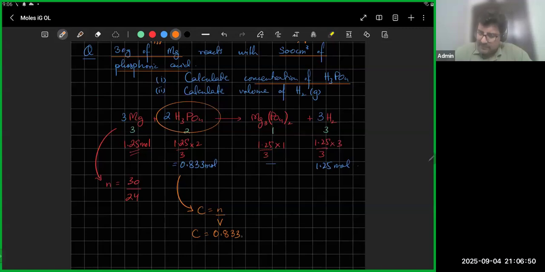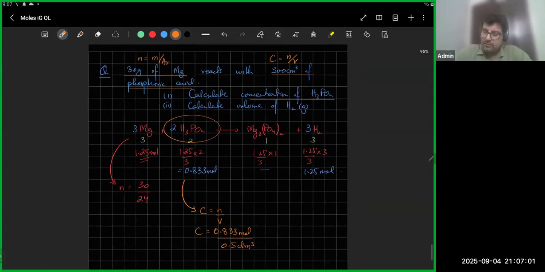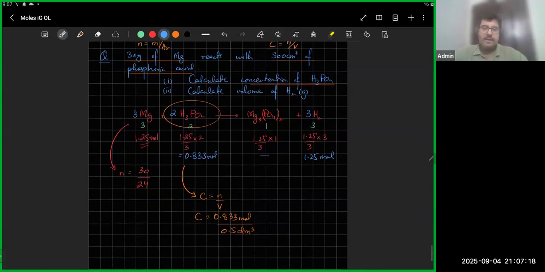So 0.833 moles divided by 0.5 dm cube, right? Once you know moles, whatever is asked is going to be pretty simple. You've got 4 formulas. He's asking for the concentration, so use the concentration formula and find the answer. What are we getting for this? What's 0.833 divided by 0.5?